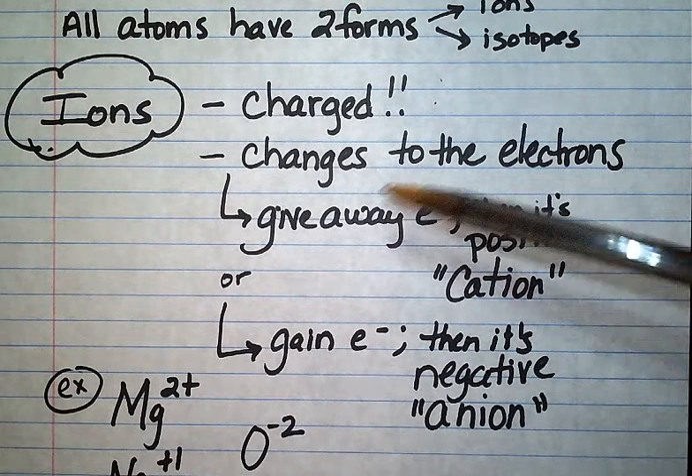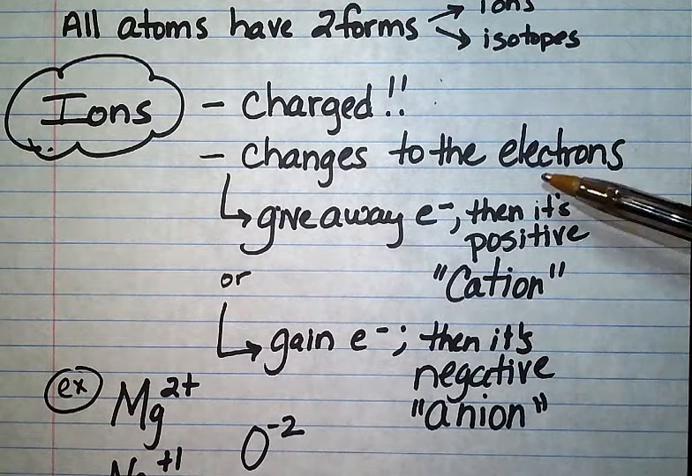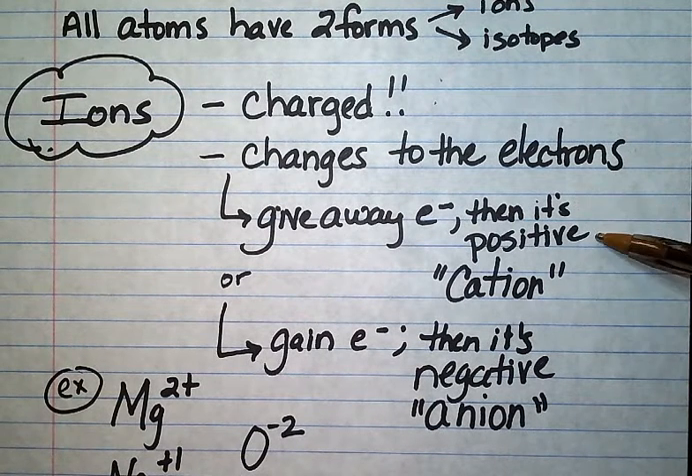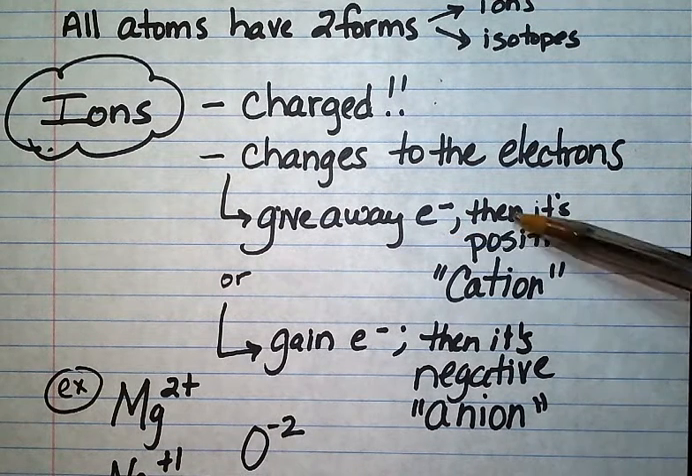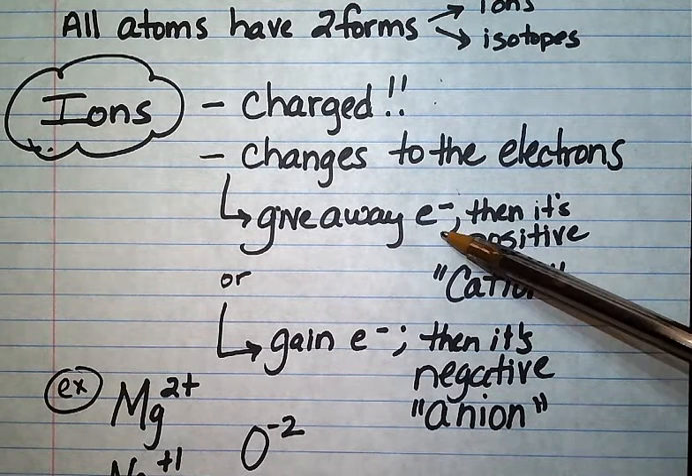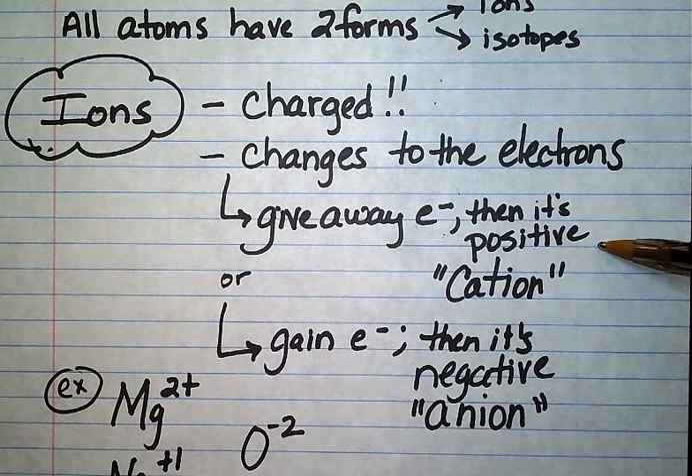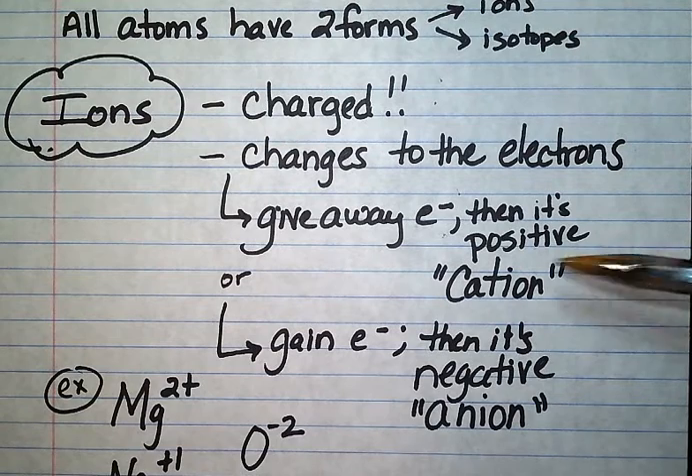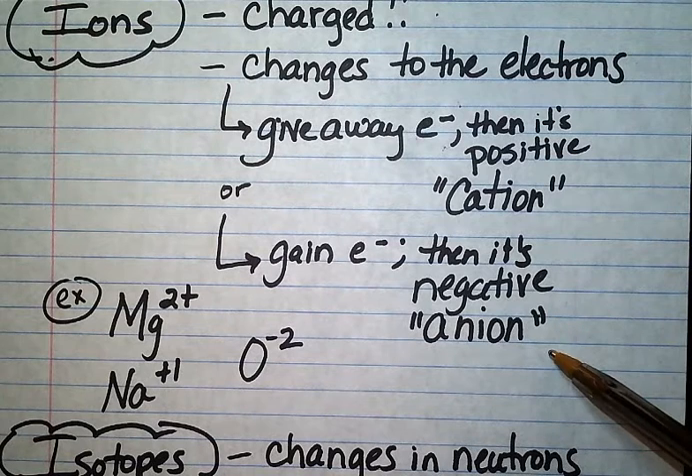There are two ways that you can change the electrons. The atom itself can give away or lose electrons, and if it does that, it becomes positive, and we call that a cation. If it loses electrons, it becomes overall positive because electrons have a negative charge. If I'm losing negative charges, but not losing any positive charges from the center, then my atom has more protons than electrons, so it becomes positive. If I gain electrons, I become negative overall, and I'm called an anion.